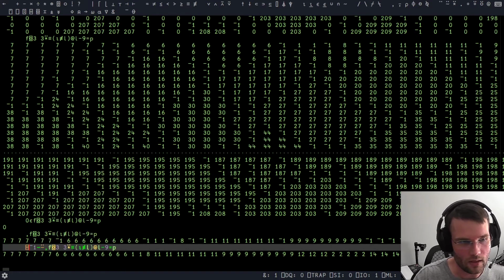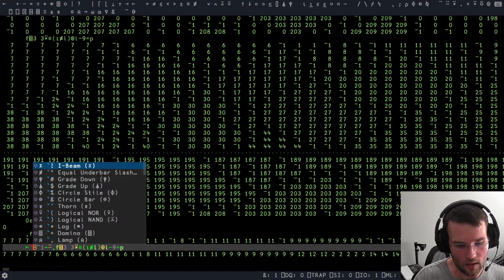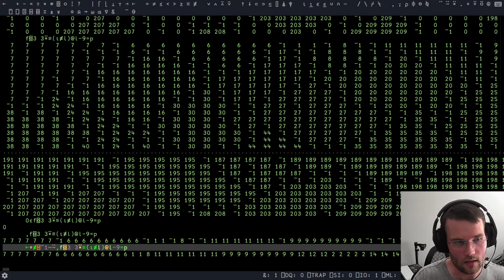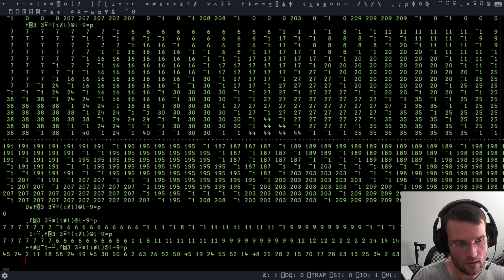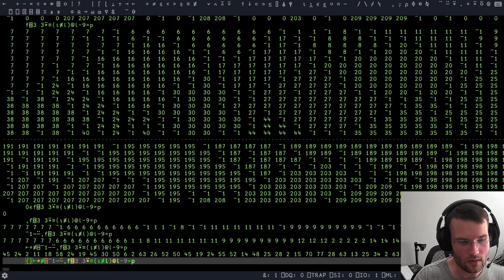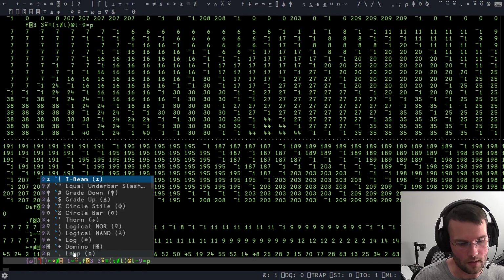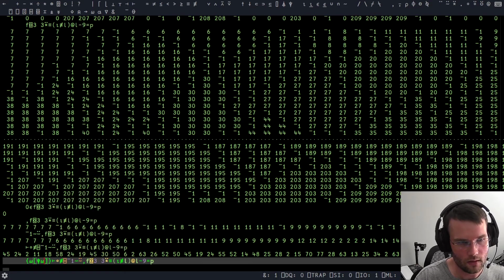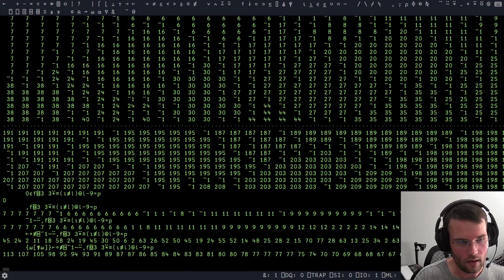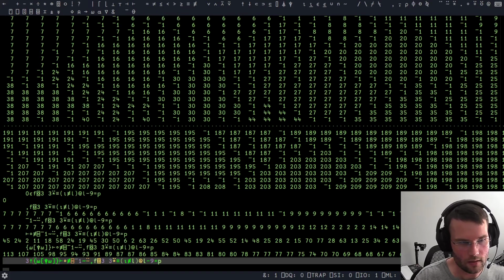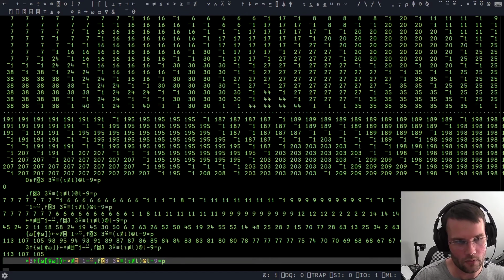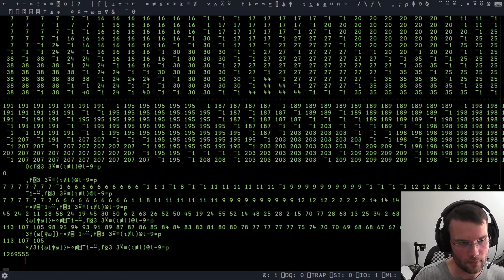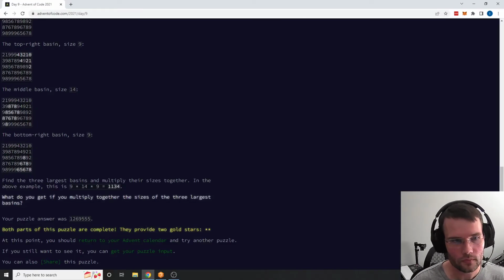And we can use the key operator to group these, and we're just interested in the length of each group, like so. And we can sort them in descending order, like this. And then we can do 3 take to get the 3 largest, and we can do a multiply reduce to get our answer, 1269555, which is our answer.